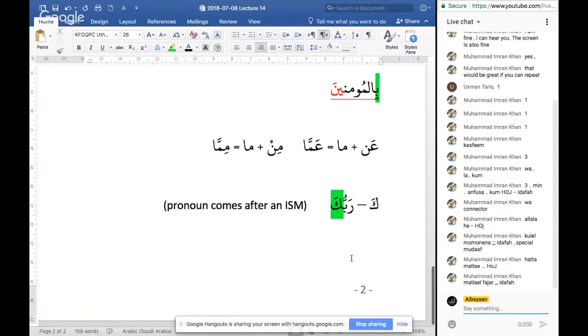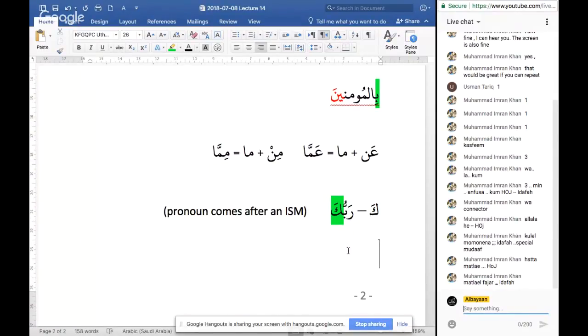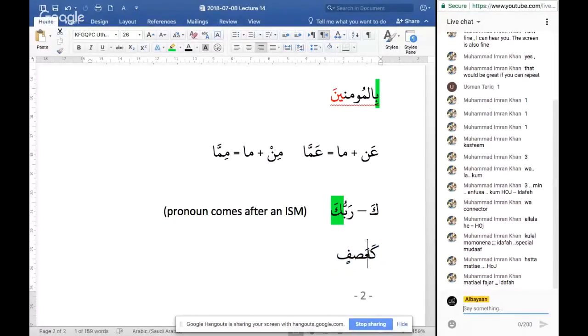However, if you see something like asfin, which we just saw, this kaf is a harf of jar coming before an ism. The jar majroor harf always comes before an ism, not after an ism, whereas the pronoun comes after an ism when it is attached. So don't get confused with these two kafs. Keep them in mind.